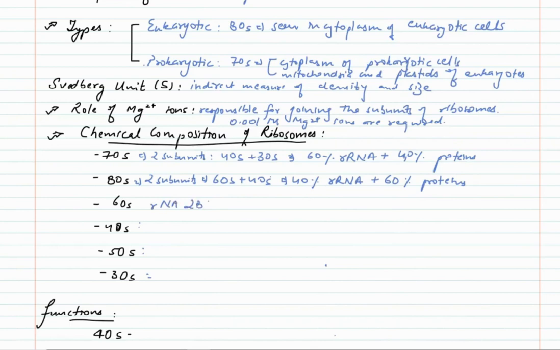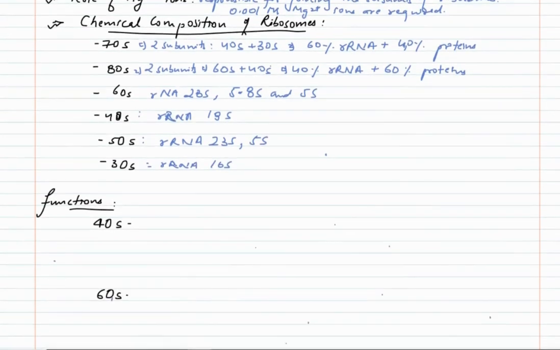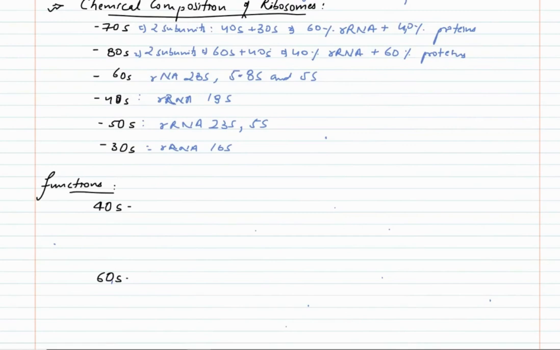The 60S subunit is made up of ribosomal RNA, that is 28S, 5.8S and 5S. The 40S subunit is made up of ribosomal RNA 18S. The 50S subunit is made up of ribosomal RNA 23S and 5S. The 30S subunit is made up of ribosomal RNA 16S.